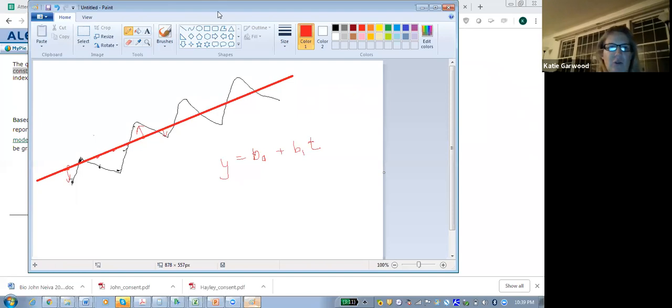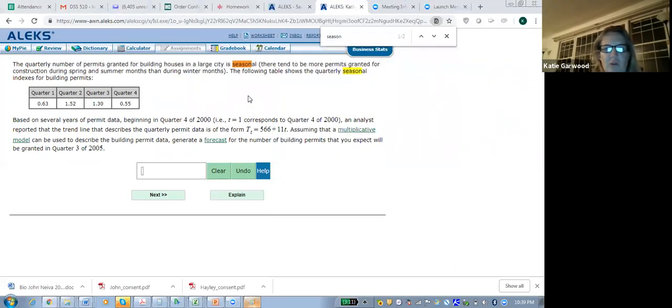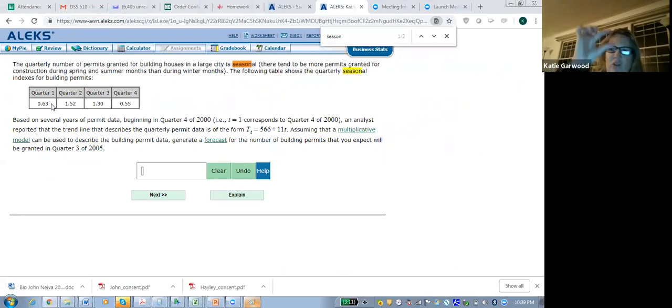And so when we look at this question, it says, the quarterly number of permits granted for building houses in a large city is seasonal. There tend to be more permits granted for construction during the spring and summer months than during the winter months. The following data shows the quarterly seasonal index for building permits. So quarter 1 would be winter, quarter 2 would be spring, quarter 3 would be summer, and quarter 4 would be fall. And so when we get our answer, if we multiply by 0.6, it's going to shrink our answer. When we multiply by 1.5, it's going to make our answer bigger, because these are the months when it's bigger, and the other two are months when it's smaller. So these are our seasonal indicators.